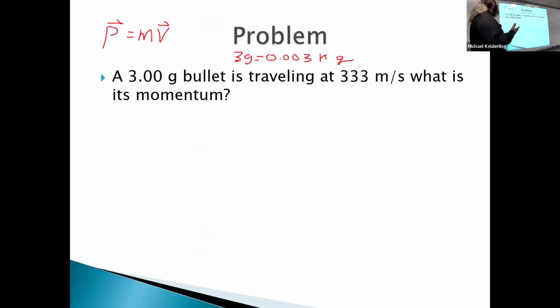But the basic rule: momentum is a vector, mass times velocity. So the sign matters. So here we have a 3-gram bullet traveling at 333 meters per second. What is its momentum? Note that 3 grams is 0.003 kilograms. And momentum is mass times velocity.